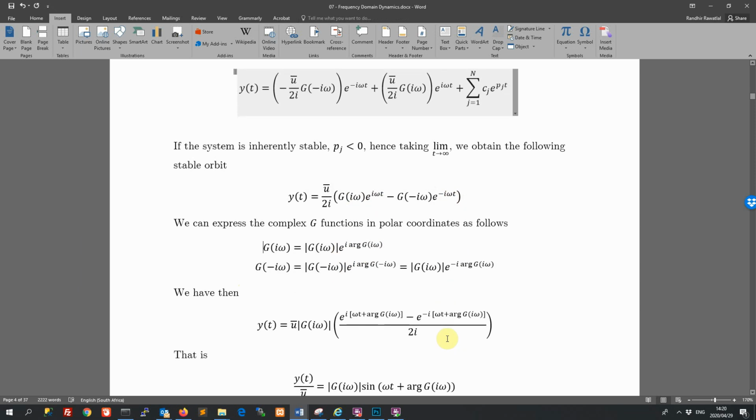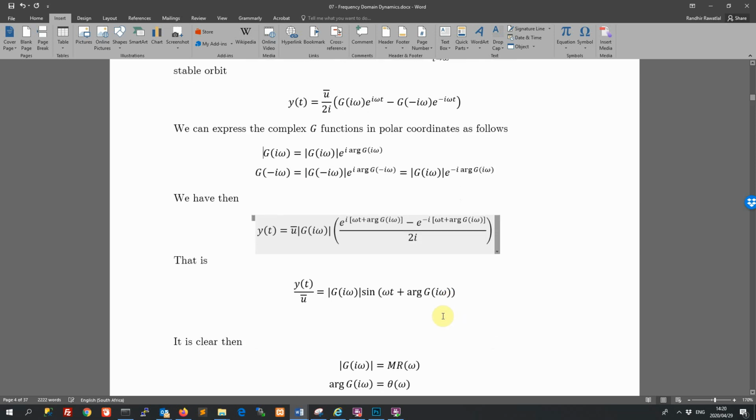Then we can see that we can group our exponential terms like so. Both those factors of g of I omega have this common magnitude, g of I omega, which we can group out here. The 2I we will take in underneath here as a denominator. And then the exponential sums, we can group together like so.